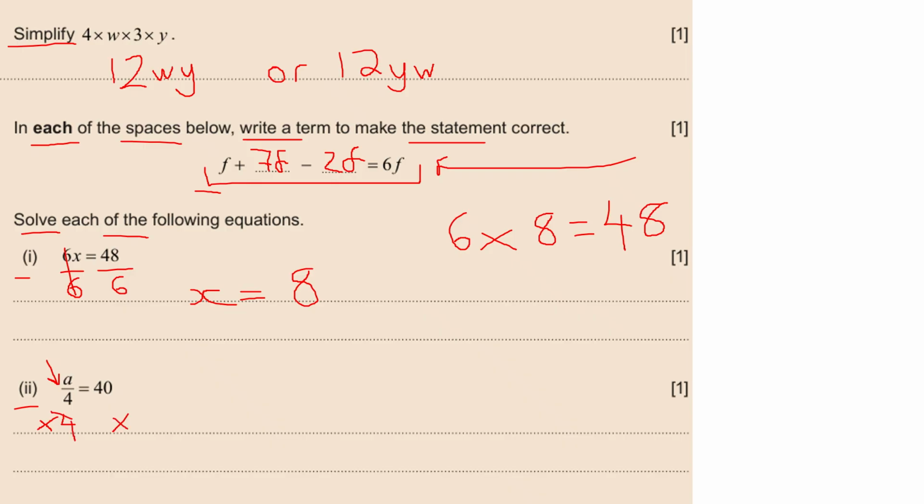When I do this, I get a is equal to 40 times 4, so 40 lots of 4 is 160, because 4 times 4 is 16, and then tag on that extra 0 because I'm timesing by 40 rather than 4.